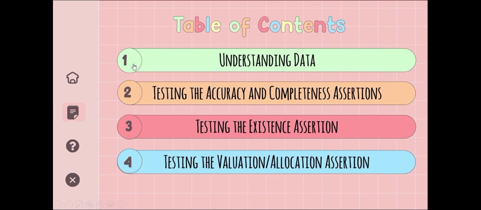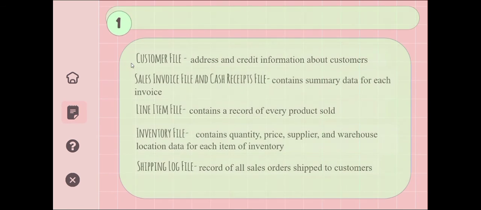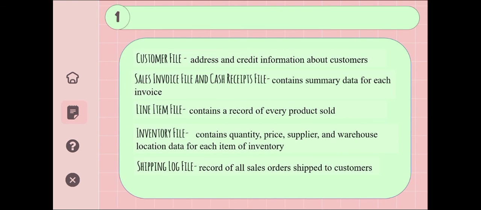Thus, the auditor needs to familiarize themselves with the data, as well as the physical characteristics of the files that contain them. A description of each file follows. The customer file contains address and credit information about customers.